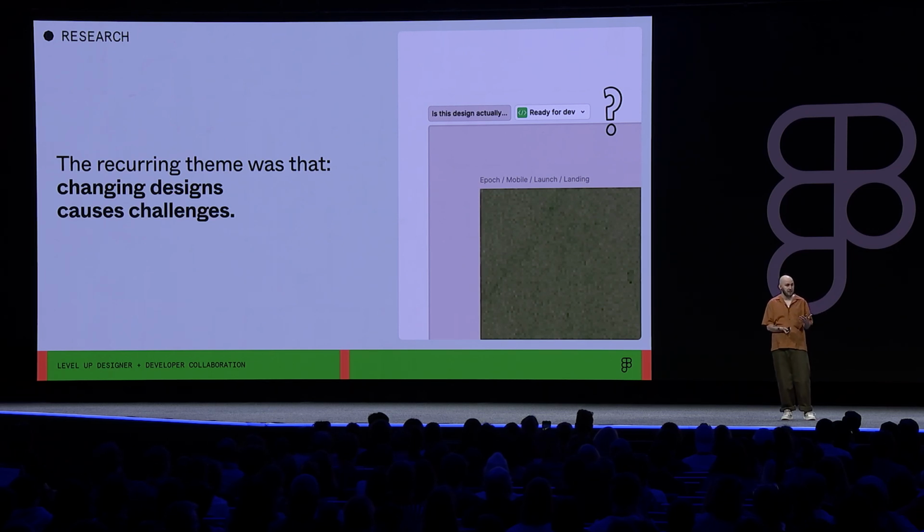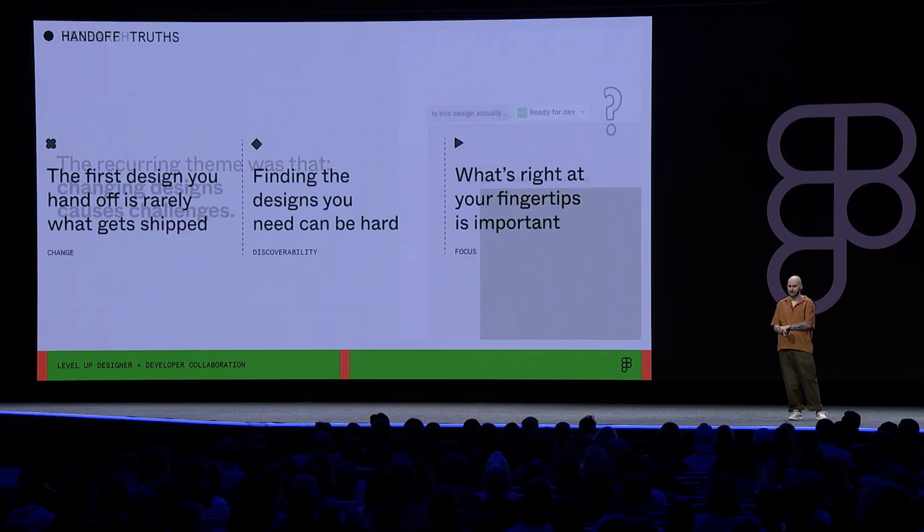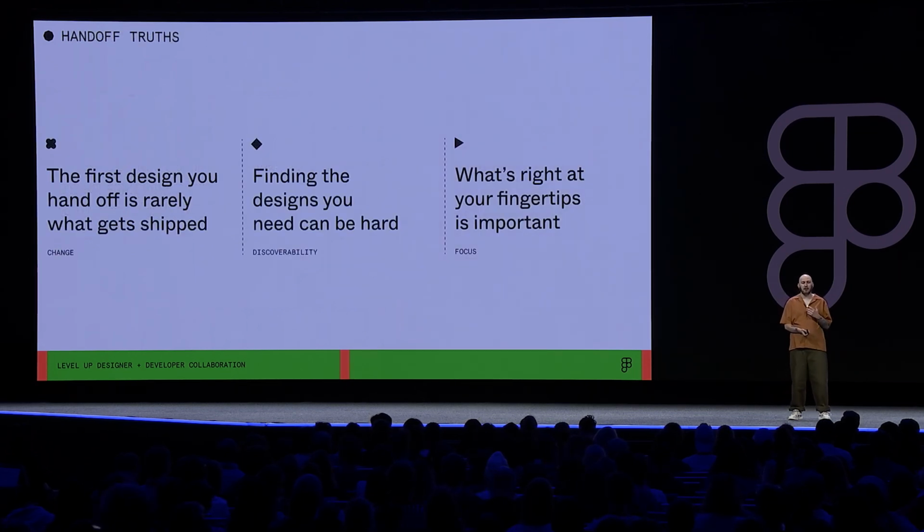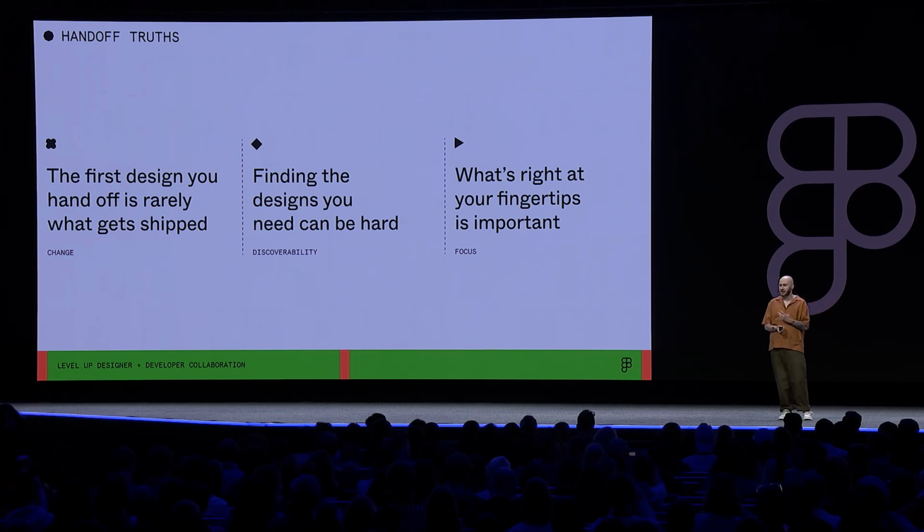Even for teams that were happy with how they ran their handoff, they still weren't happy with their processes for dealing with changes that happened after handoff. From our research, we pulled out 3 truths about handoff in Figma today. The first truth is that designs are going to change, no matter what type of team or process you have. The second truth is that finding the specific design you've been handed off can be hard.